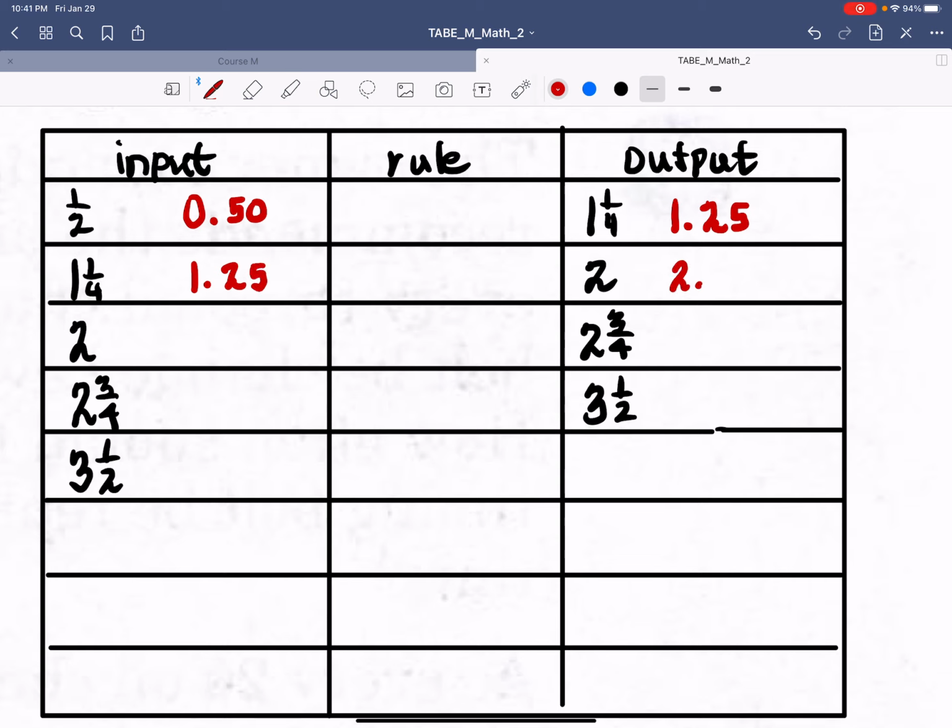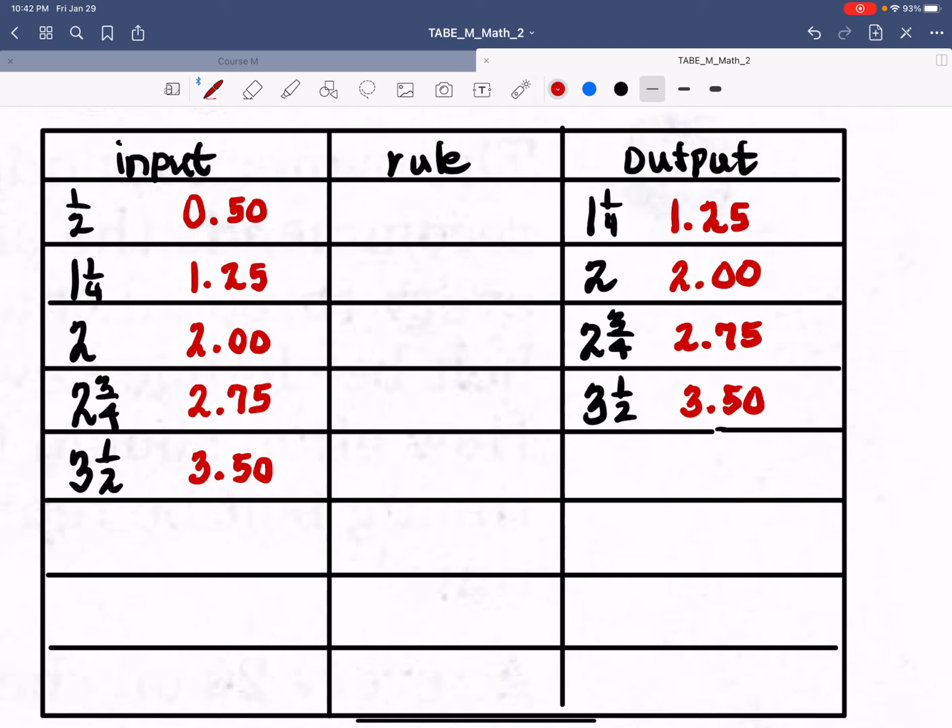This is just 2. I'm going to make it money so I can think about it that way. 2.00. $2.75. $3.50. That's $3.50. And then $3.50 here. And we're going to find the rest of these. Just hang with me here. If you need to stop the video and think about what I've just done there, that is fine. Think it through. Think about money.